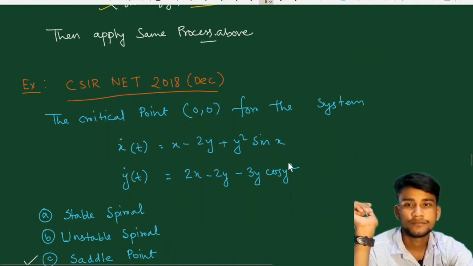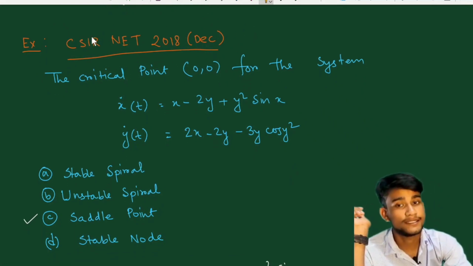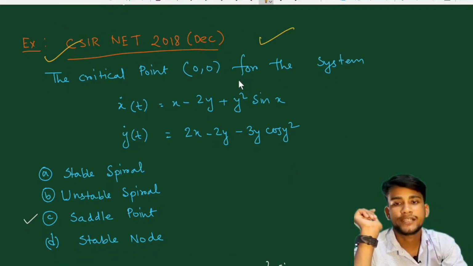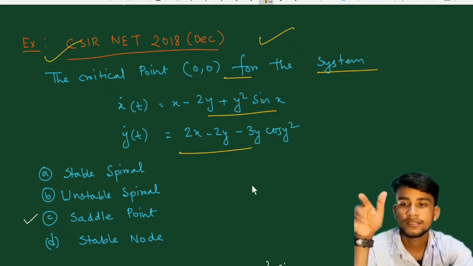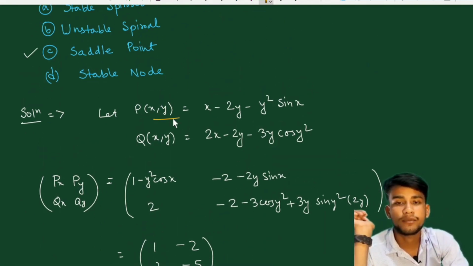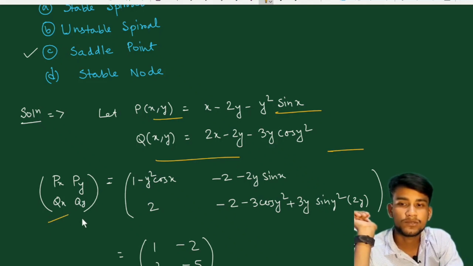Okay, now let us take this question, which came in the 2018 December session. The critical point is 0 0 for the system. See, this is a non-linear system. There are 4 options given. So we take px equal to this and qx equal to this. So we calculate px, qx, py, qy.